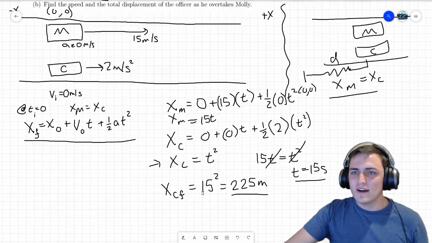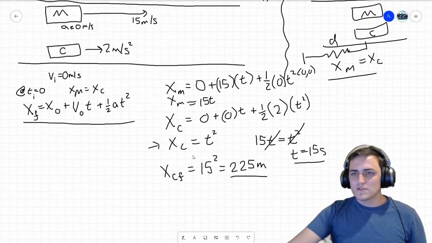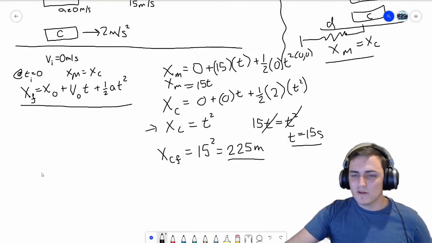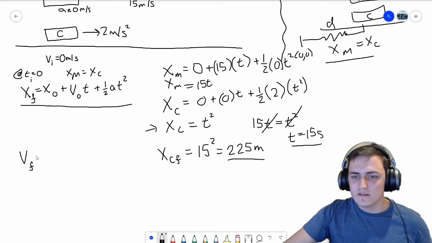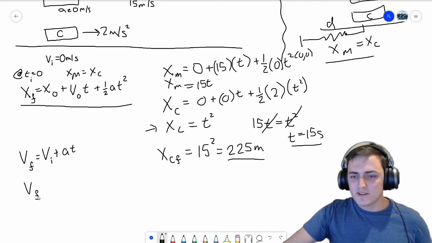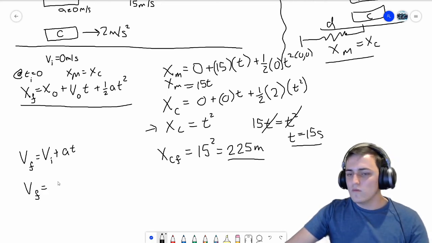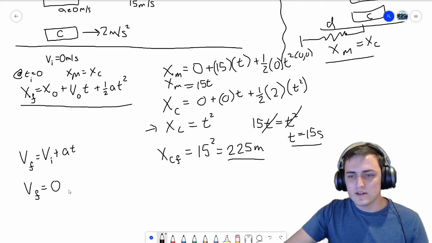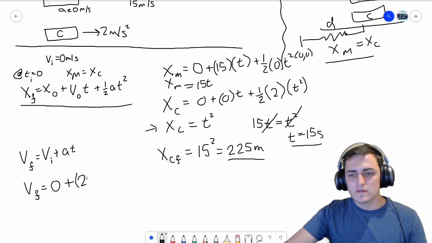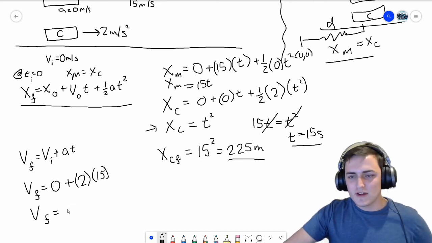We also have to find the speed. So what is the speed of the cop car? Well, we have the equation v final equals v initial plus at. Now we know we're trying to find v final, that's our unknown. The initial velocity of the cop car is 0. The cop car accelerates at 2 meters per second squared, and it travels for 15 seconds.